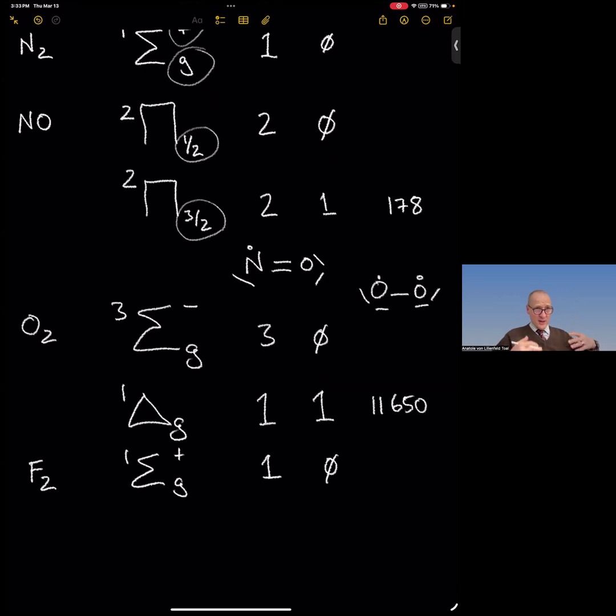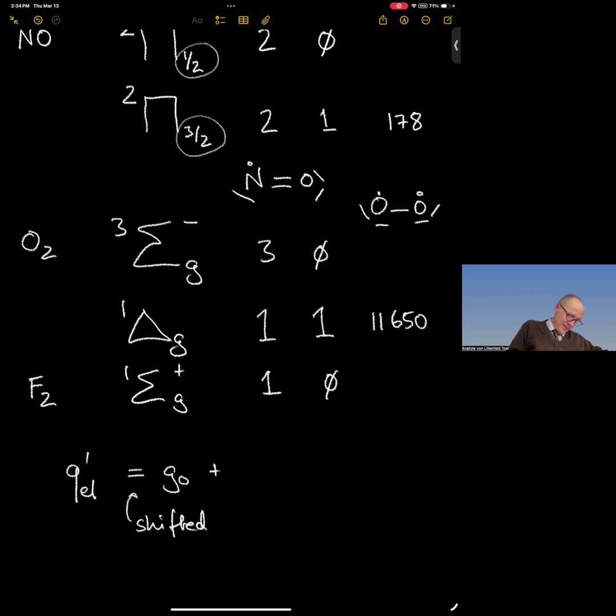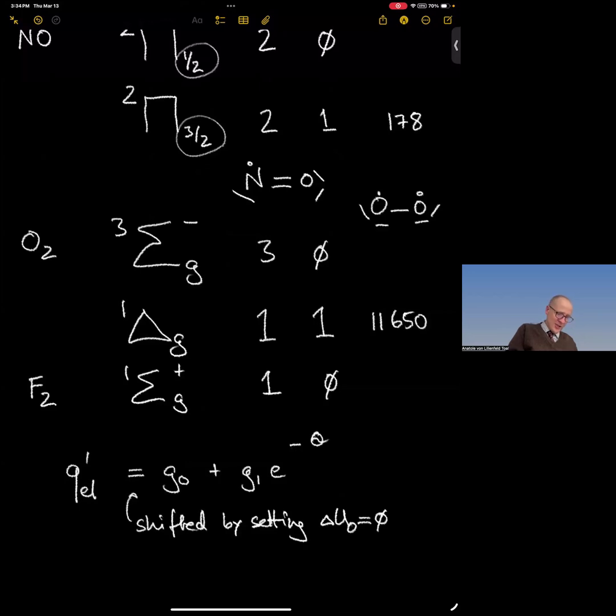If we have a contributing first excited state, so if we cannot truncate after the first term, we can write an electronic partition function, which we have shifted by setting delta U equals 0 for the ground state, right? And that is simply saying that the exponential with the Boltzmann factor then becomes 1. And so you're left with the degeneracy for the ground state plus the degeneracy for the first excited state minus this excitation energy expressed in terms of the characteristic temperature over T. Okay.